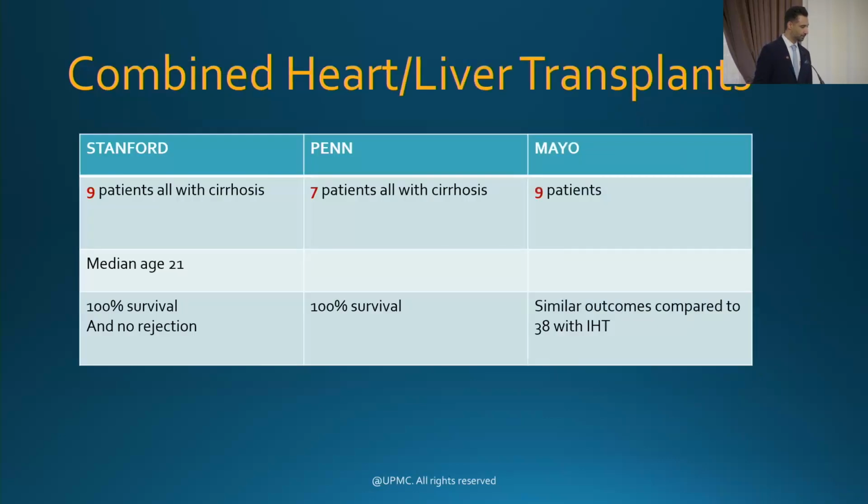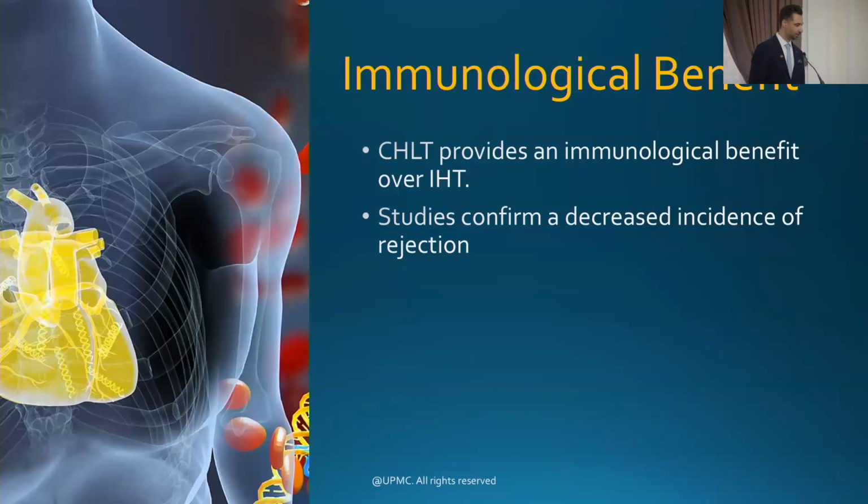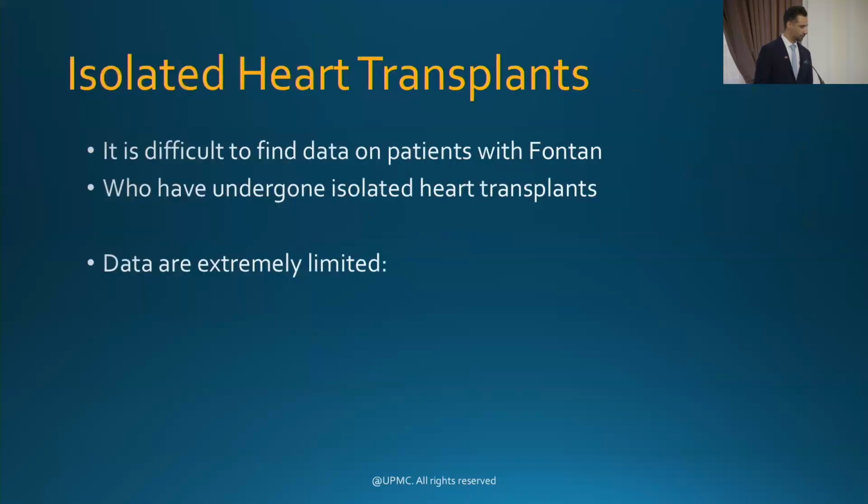With regards to combined, these are case series from the large centers of patients undergoing combined: Stanford, Penn, and Mayo, with very good outcomes. Limited data, obviously, with a total of only 25 patients. Combined liver-organ transplant provides an immunological benefit, obviously, that cannot be under-recognized. Studies confirm a decreased incidence of rejection, with the hypothesis that the liver confers immunotolerance and protection against rejection in the setting of multi-organ transplant.